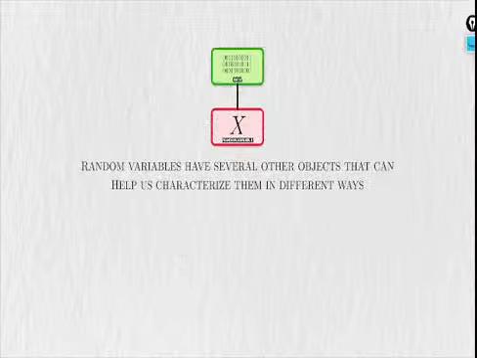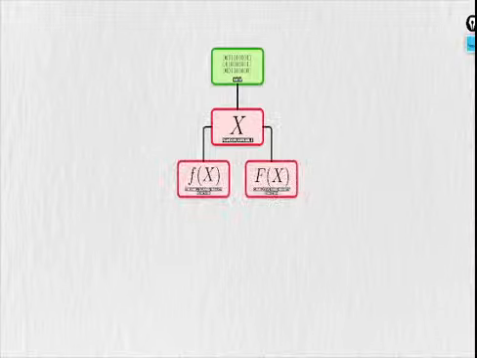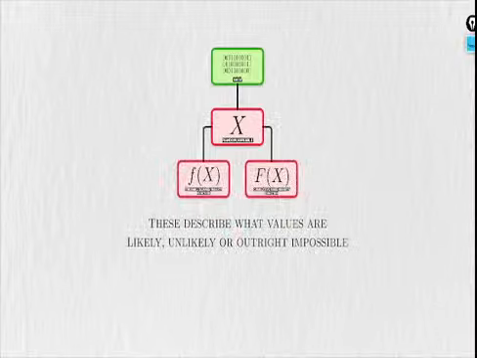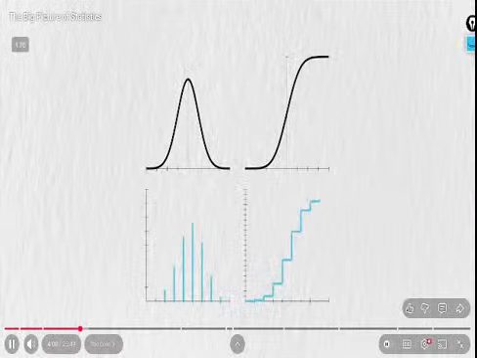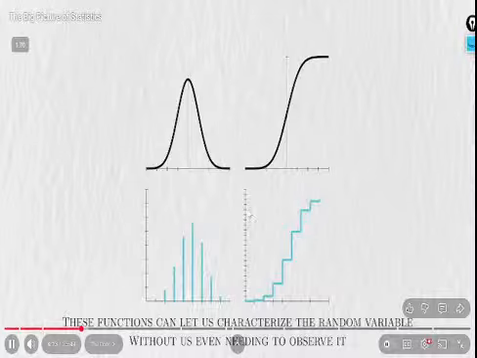Random variables have several other objects that can help us characterize them in different ways. First, random variables have functions called probability distributions that describe what data values are likely, unlikely, or outright impossible. Depending on whether your data is discrete or continuous, these functions may look different, but their role remains the same. These probability distribution functions are useful because they let us characterize the random variable without needing to actually observe it.